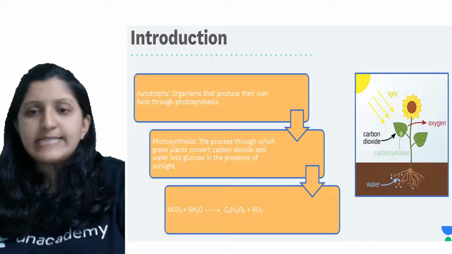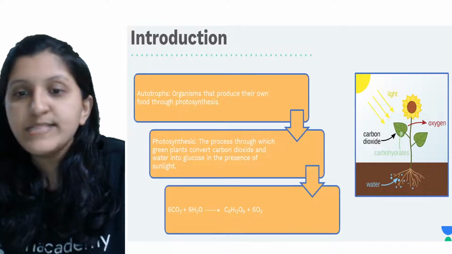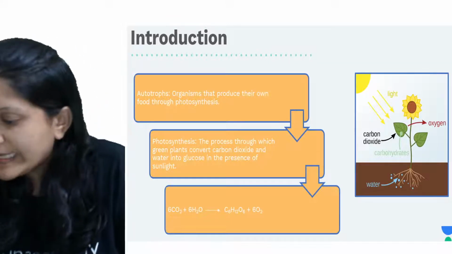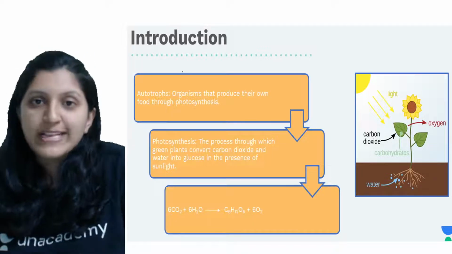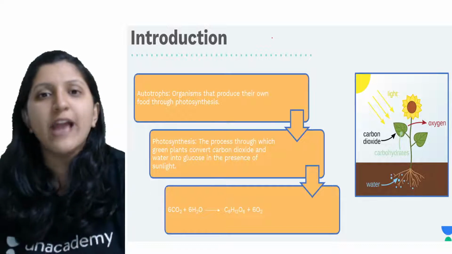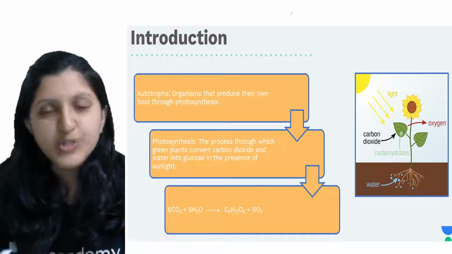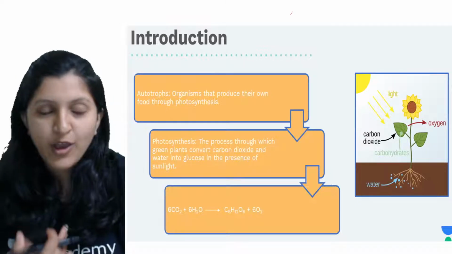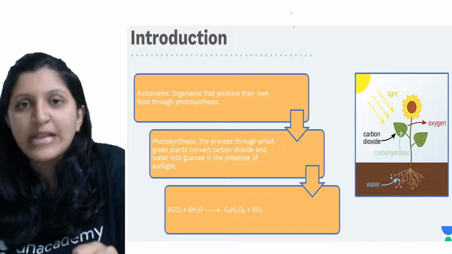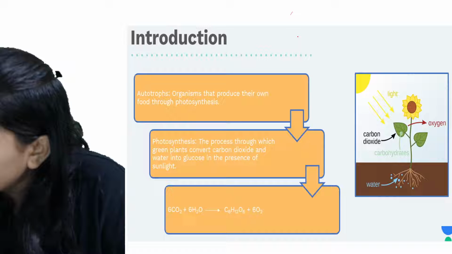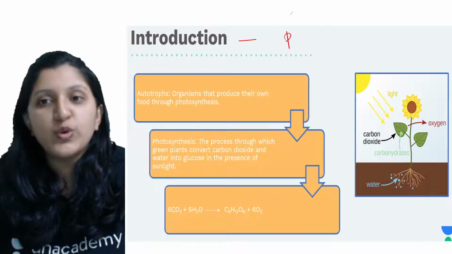All right, so let's have a look at this introduction. Autotrophs are organisms that produce their own food. We'll be discussing exactly what photosynthesis is, and I'll also explain the structure of the chloroplast, because this structure is even asked in your final exam. So make sure that you do all the labelings properly. I'll explain how you can go about this. And yes, so basically, introduction to photosynthesis.